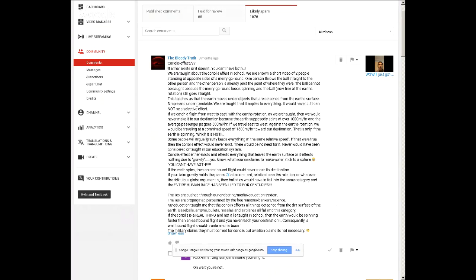This teaches us that the Earth moves under objects that are detached from the Earth's surface. Simple and understandable. We are taught, and let's highlight this, the Earth moves under objects that are detached from the Earth's surface. So let's just keep that in mind. Simple and understandable. Yes, indeed it is. We're taught that it applies to everything. It would have to. It cannot be a selective effect.